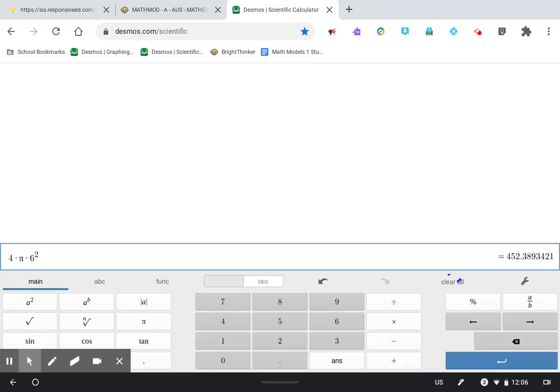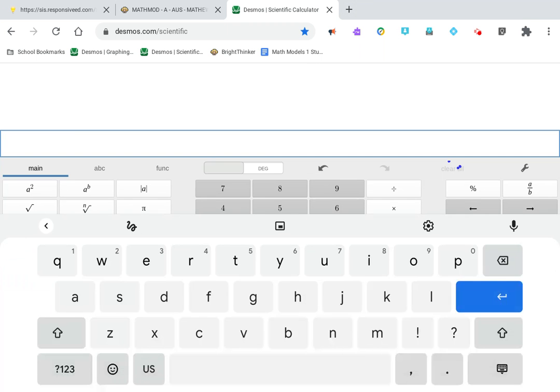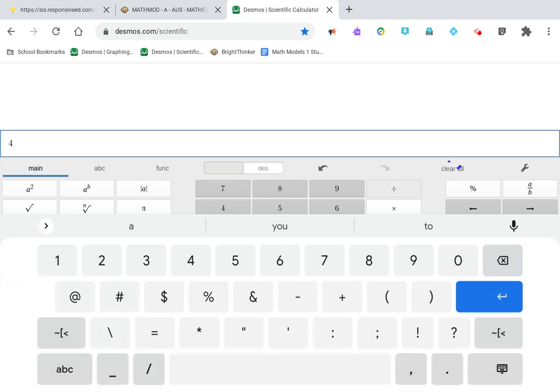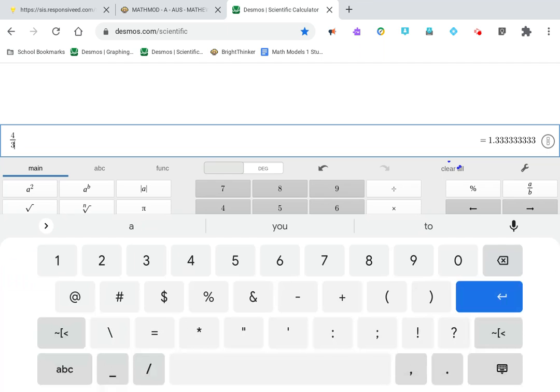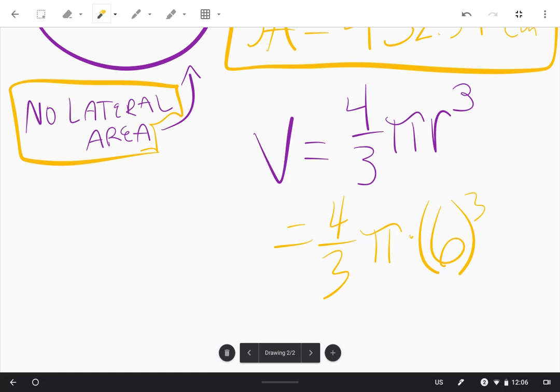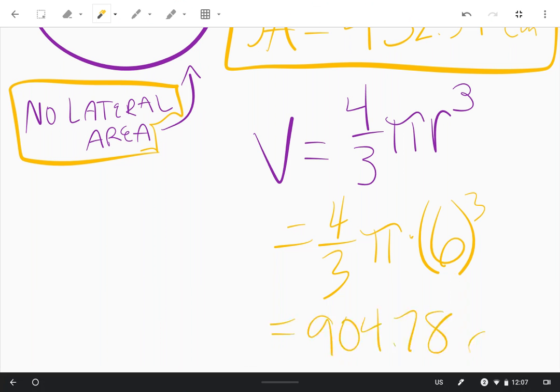Type that on our calculator. Let's clear this out. So we'll have 4/3 times pi times 6 to the third power. We get 904.78. 904.78 centimeters cubed. That's the volume.